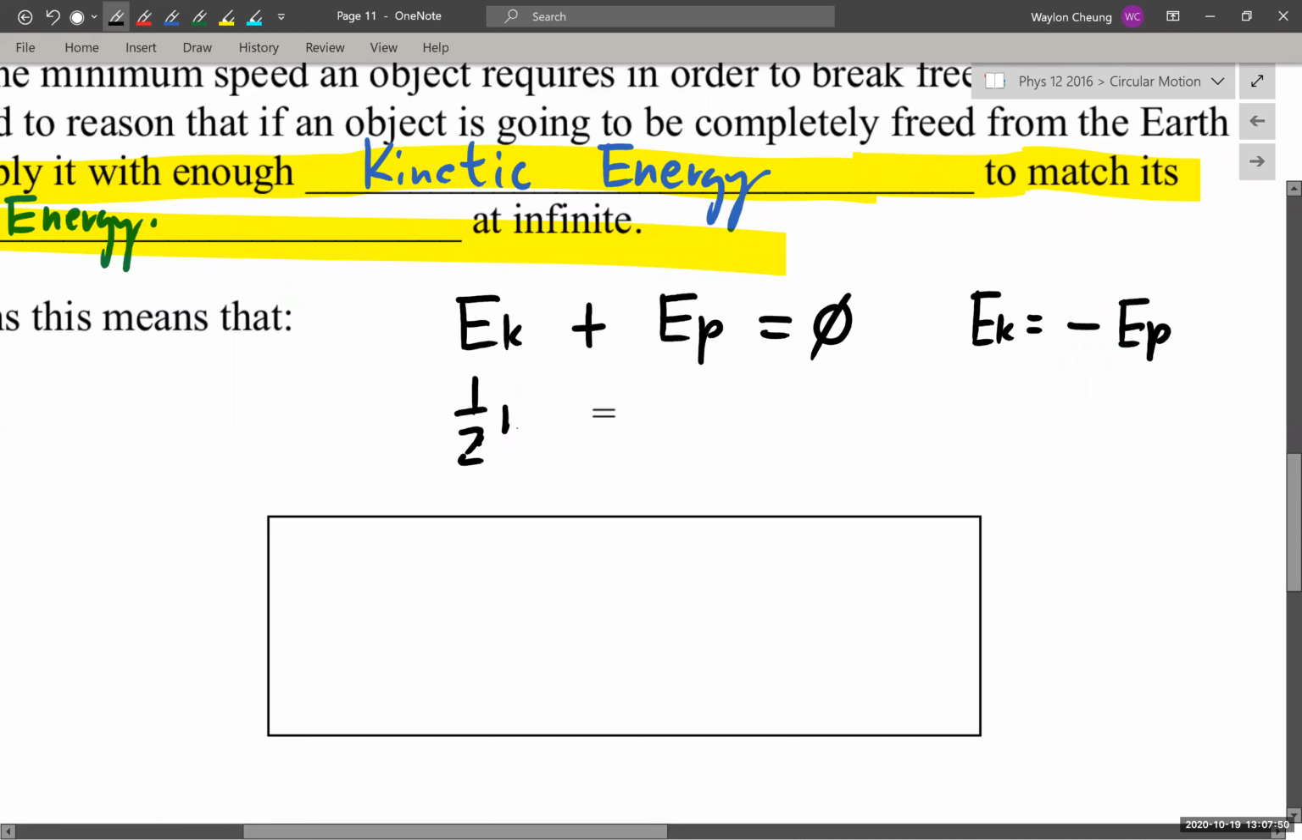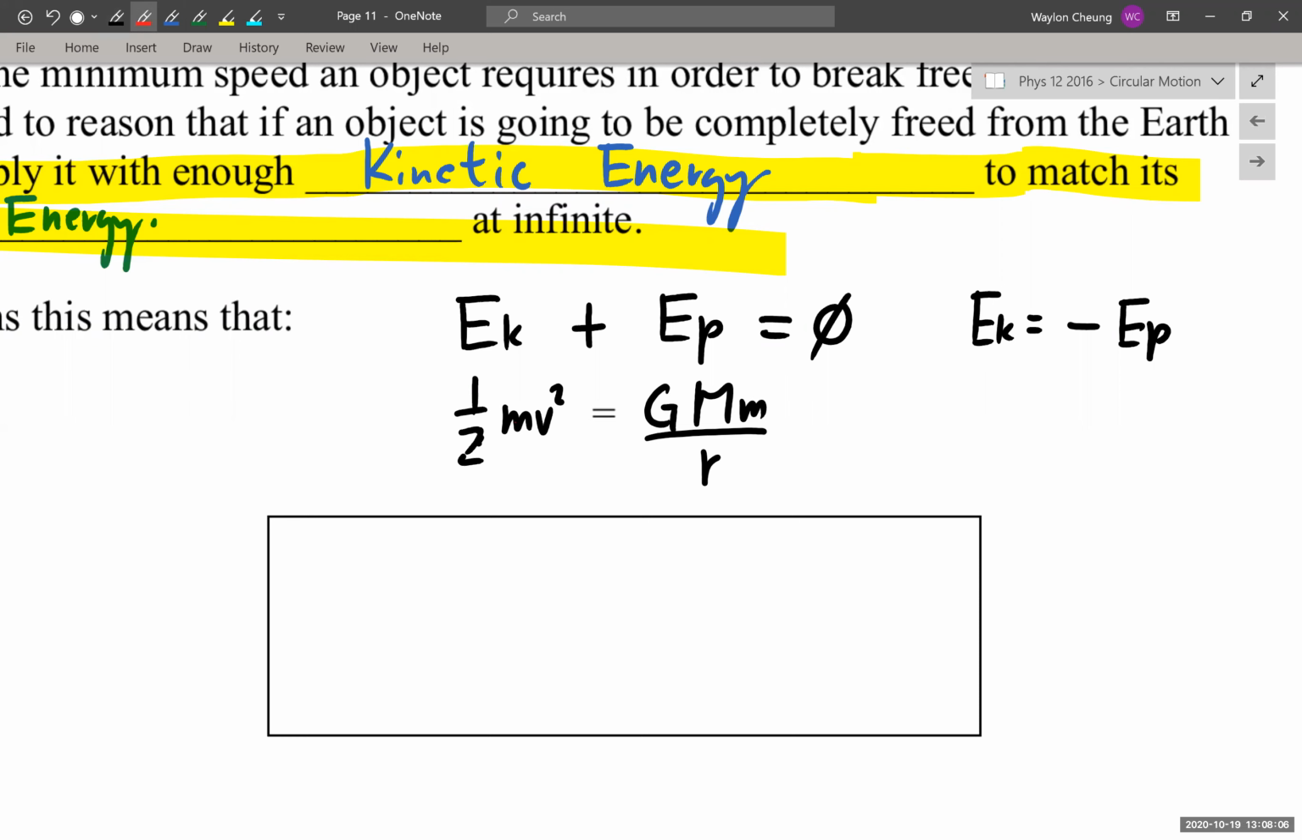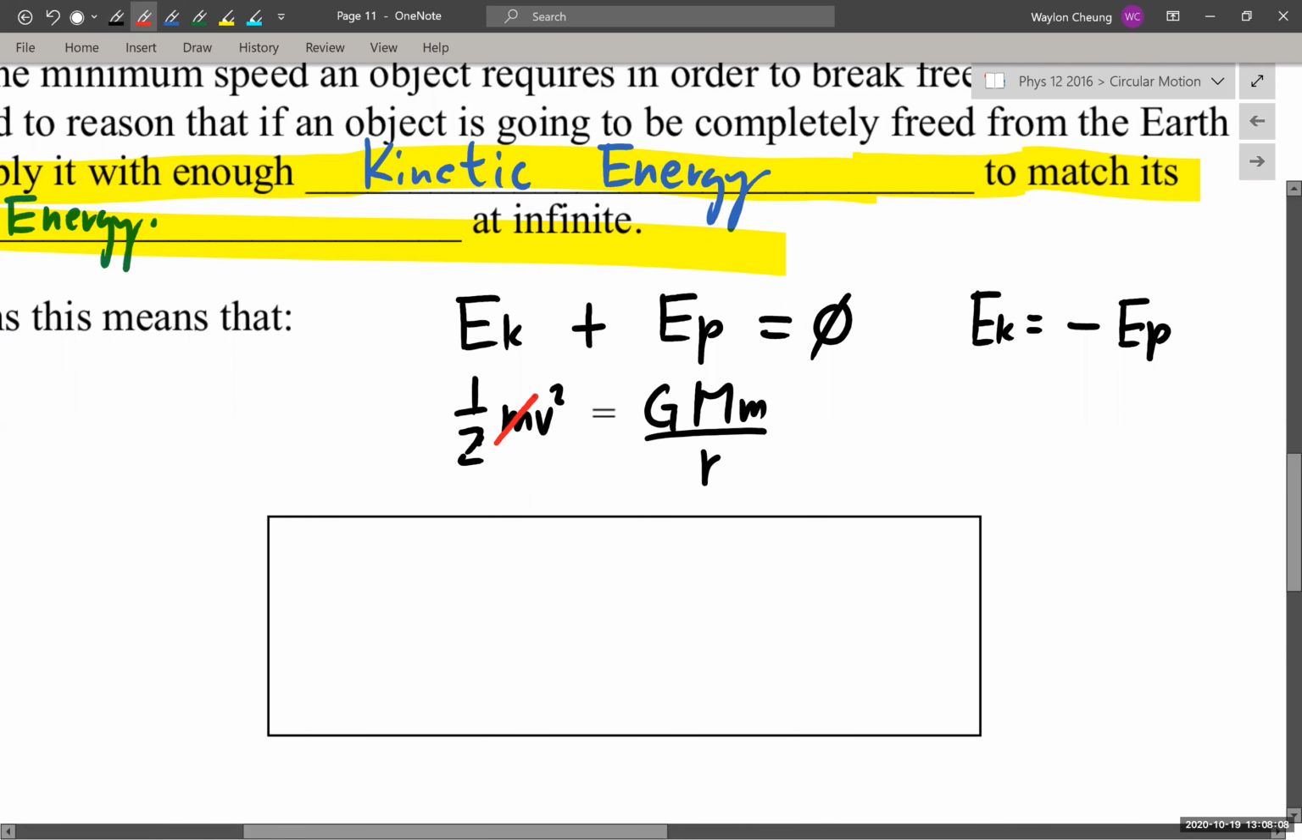1/2 mv squared, right? That is your kinetic energy, and you make it equal to the potential energy without the negative, because we have a negative in front of something that has a negative, so it cancels out. So GMm over R is our potential energy. Now, you notice that the mass of the person escaping, which is small m, is actually gone.